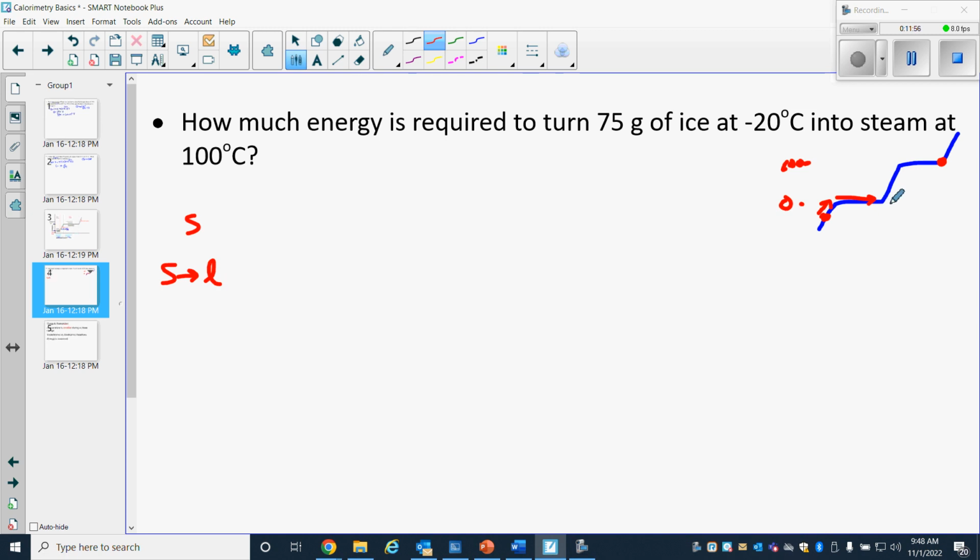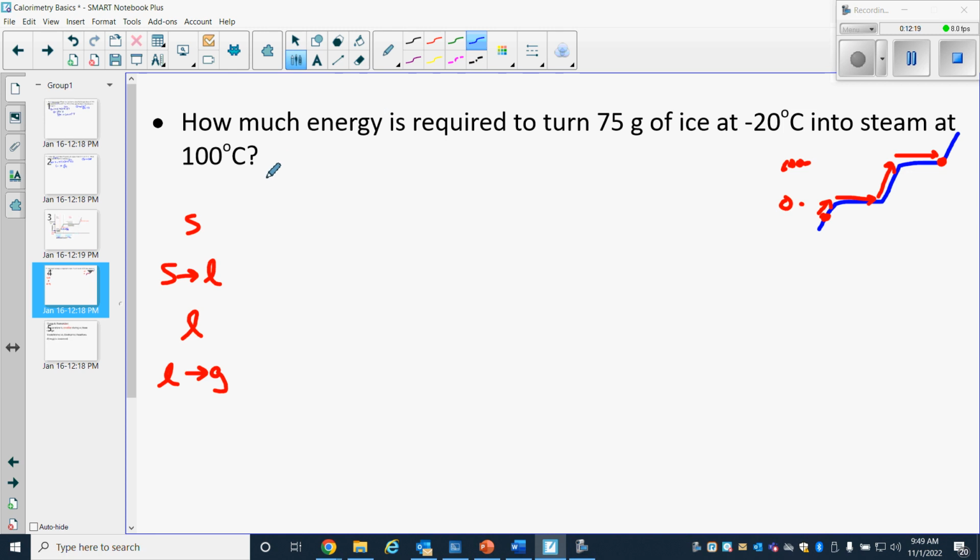Then once everything's liquid, it has to heat up to 100. And then once at 100, it will change into steam, also at that 100 degrees Celsius. So that's a liquid to gas stage that's occurring. So this is going to be a 4-step process for us.